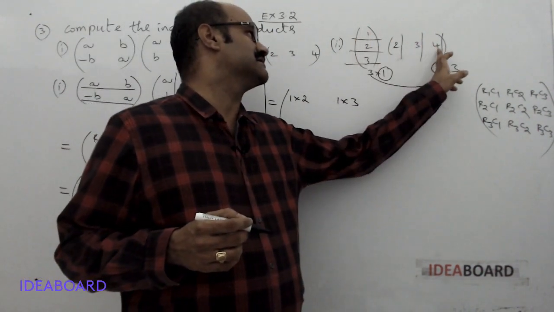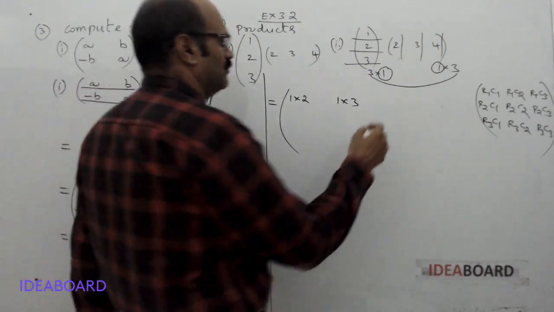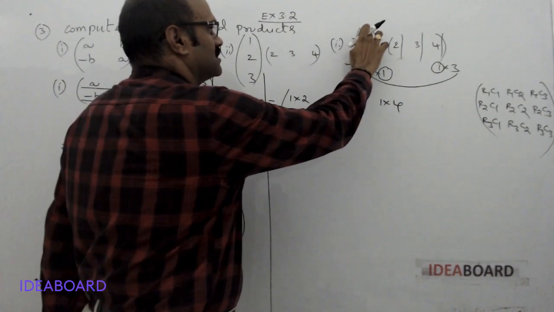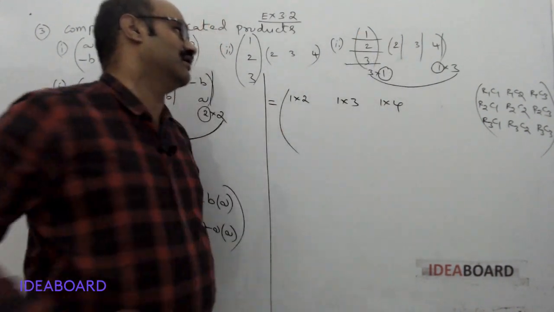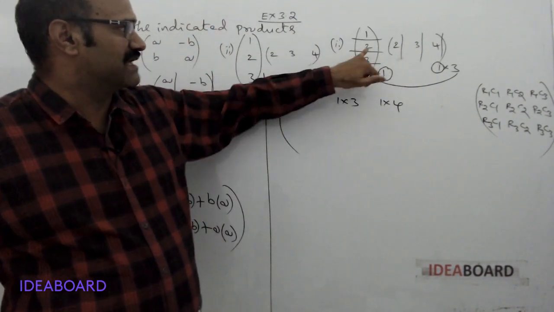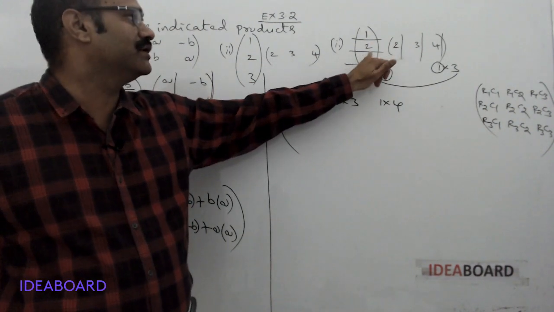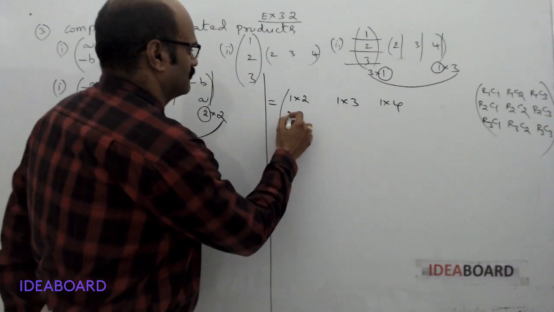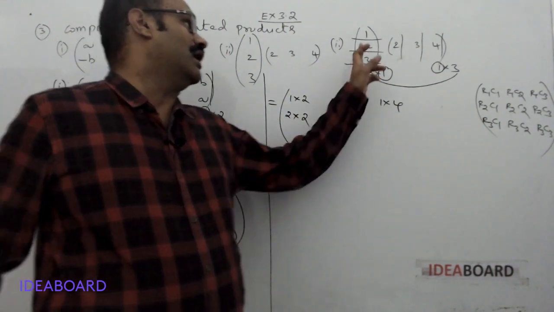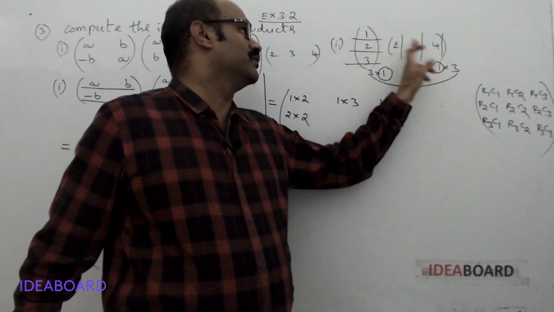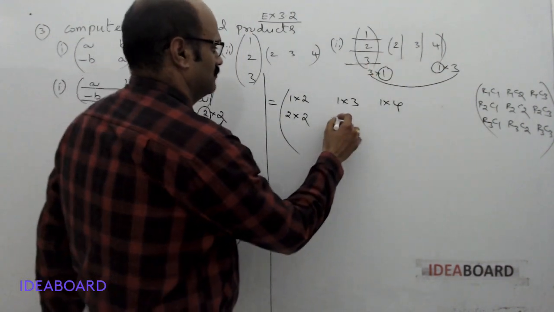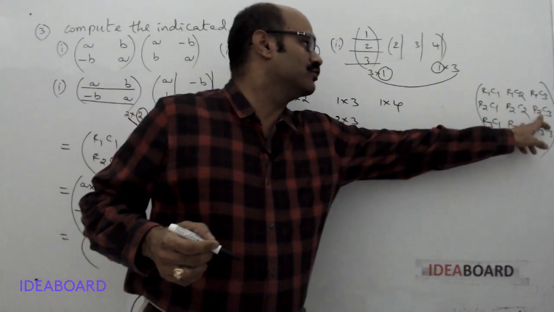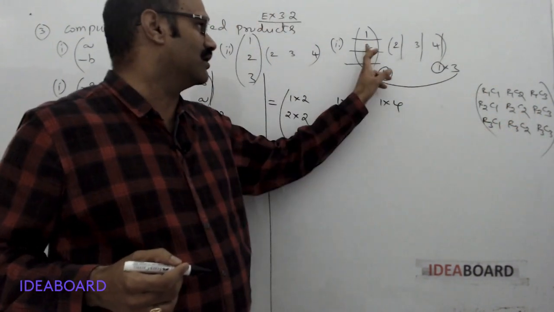R1 with C3, 1 into 4. Next, R2 into C1. R1 is over. So come to the second row now. R2 into C1, 2 into 2. R2 into C2, 2 into 3. R2 into C3, second row, third column.